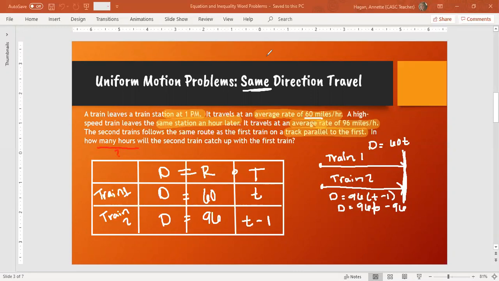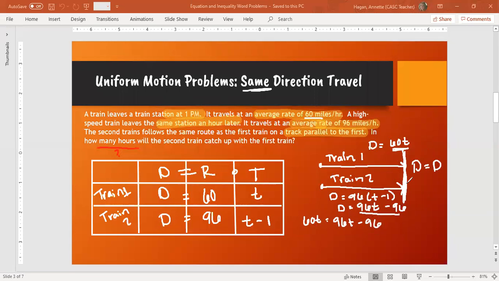What we're going to do is take what we know and put these together to solve this. We know their distances are the same. We know that they went the same distance because they met up. So we can say that distance equals distance. If this one is 60t, and this one has a distance of 96t minus 96, I can say 60t equals 96t minus 96.